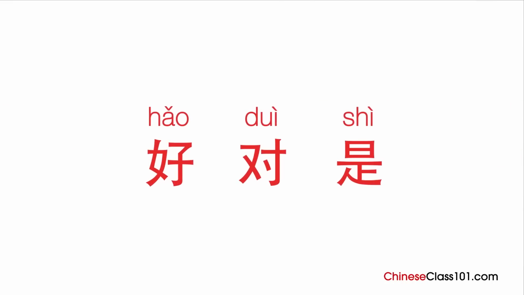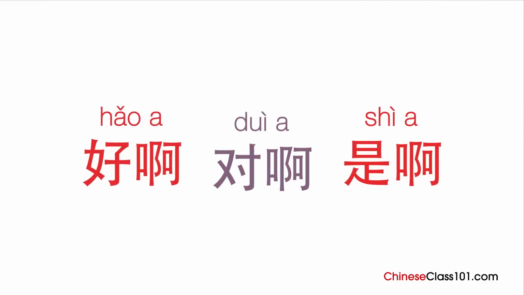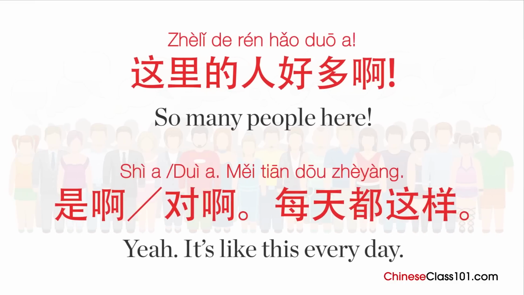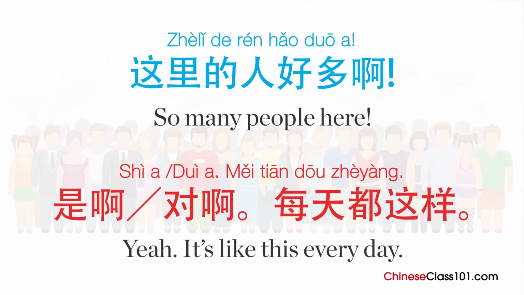To agree with someone, you can use the word 好, 对, 是, etc. Many times you'll hear 好啊, 对呀, 是啊 in conversations. For example, 这里的人好多啊. So many people here. 是啊, 对啊, 每天都这样. Yeah, it's like this every day.